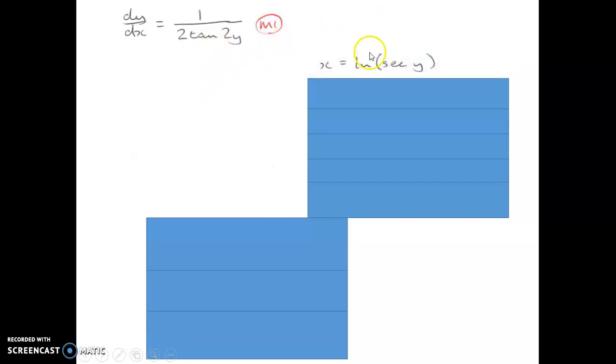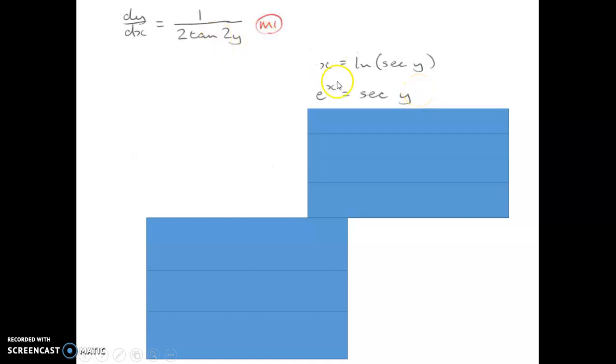And first thing we can do is just make sure that we get sec y in terms of x. So I know that x equals ln sec y, and I've just got rid of the ln by taking e to the power of both sides. So I've got e to the power of x equals sec y.